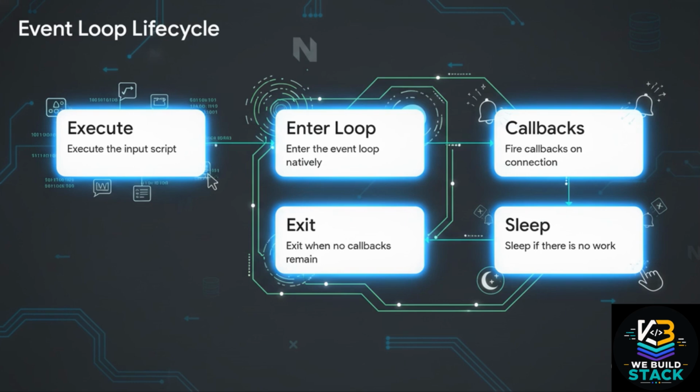Let's see how this builds out in the lifecycle step by step. Step 1, Node simply executes the input script. Step 2, it automatically enters the event loop natively. Step 3, it fires callbacks on each connection. Step 4, if there's no work, it intelligently goes to sleep. And finally, Step 5, it gracefully exits, but only when no callbacks remain.